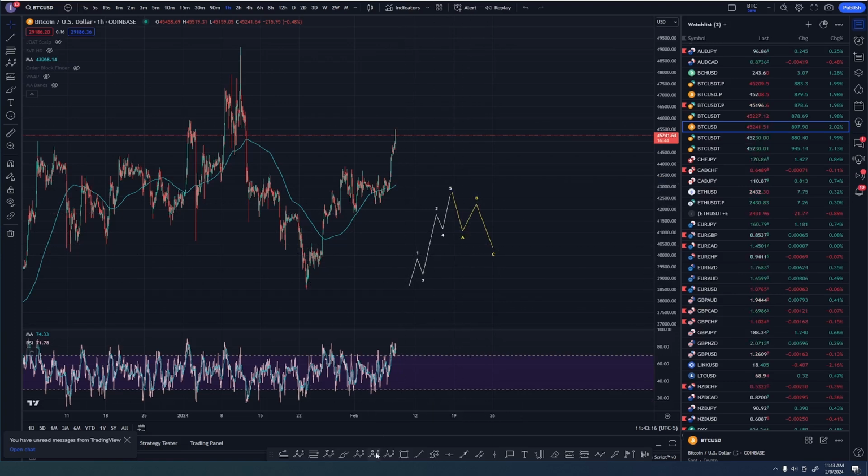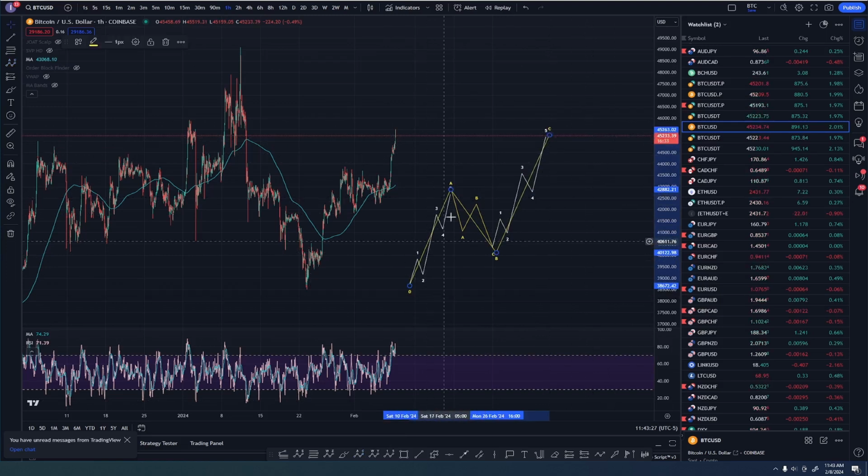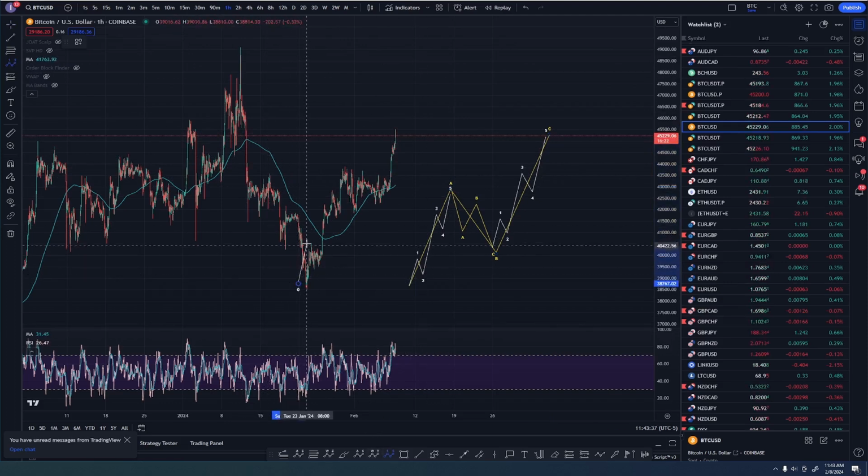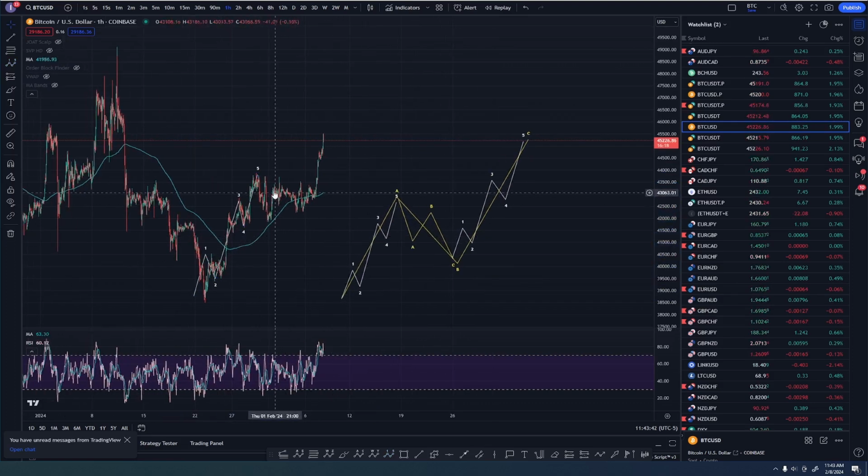So, and then a zigzag is 1, 2, 3, 4, and 5. And all of a sudden, that becomes your A, that becomes a B, and that becomes a C. And there would be an example of a zigzag, which is what I think could be forming right here as a corrective move to the upside here. What you'll notice is that you have 1, 2, 3, 4, and 5. You have a potential triangle here for your B wave.